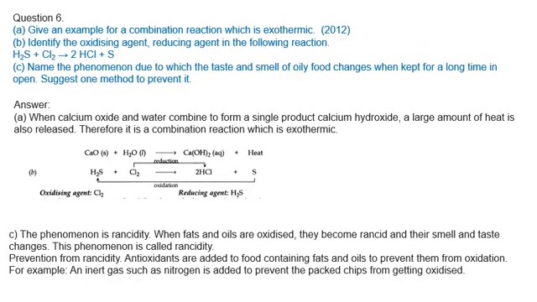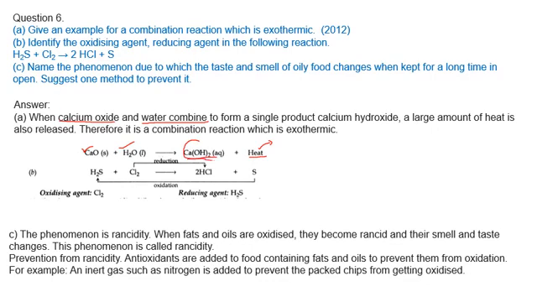Let's see question number 6, children. Give an example of a combination reaction which is exothermic. Just now we have studied calcium oxide. When calcium oxide reacts with water, it gives slaked lime, calcium hydroxide, and a lot of heat. So it is an example of an exothermic reaction because heat is evolved here, and it is an example of a combination reaction because two reactants combine together to form one product.